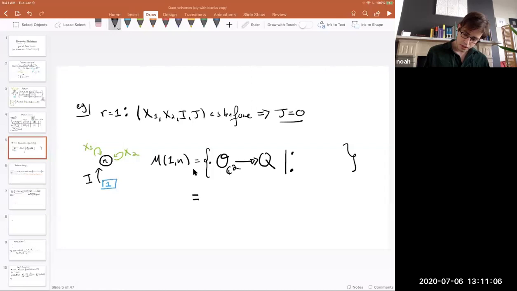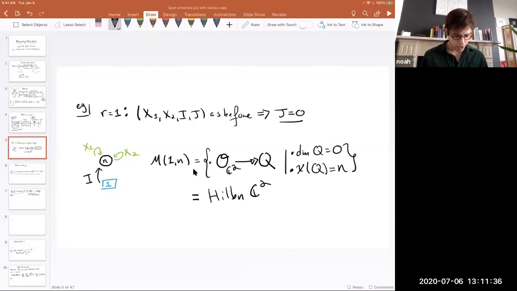And so here, this Q is some zero dimensional subsheaf of points. And the fact that it's n dimensional tells me that the Euler characteristic of this Q is n. And so this has another name. It's finite length quotients of the structure sheaf. It's just the Hilbert scheme of n points on C2. Okay, so we'll come back to this in a second.